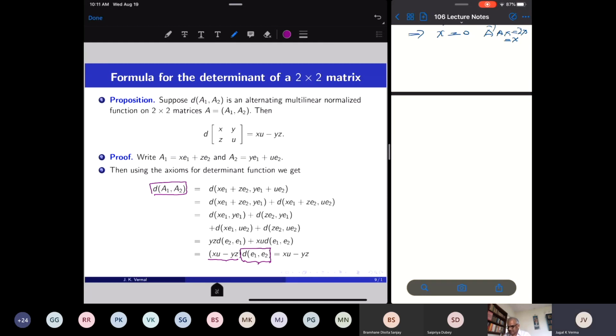Now it's clear how to do this for 3 by 3 matrices. You can actually derive the formula for 3 by 3 matrices or 4 by 4 matrices, because I can play the same trick. If I have an n by n matrix, I will write every column as a linear combination of E1, E2, up to En. Then I keep on applying the multilinearity and alternating property, and at the end I will get D of E1, E2, up to En times some number. That number is the determinant.